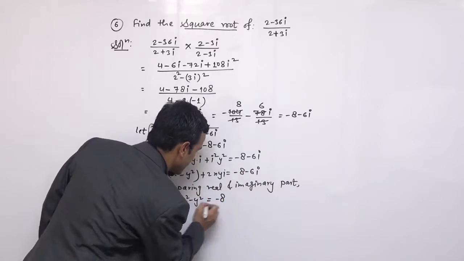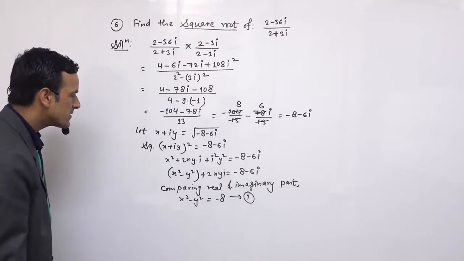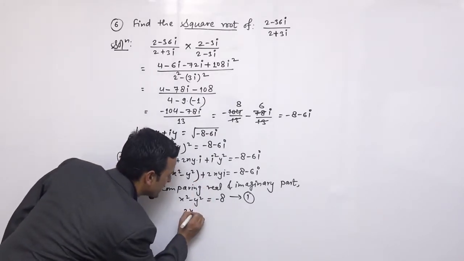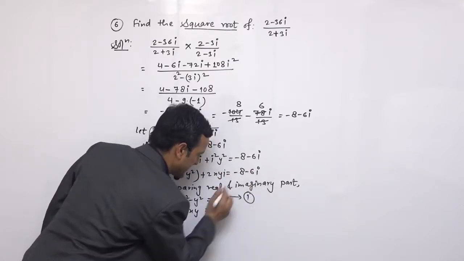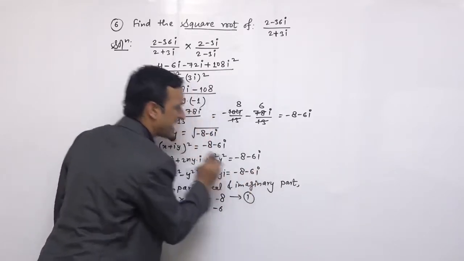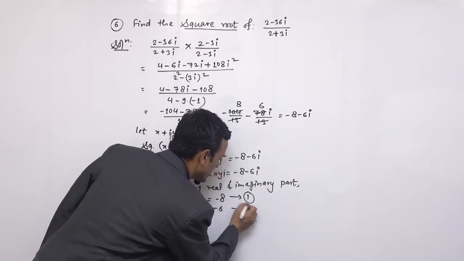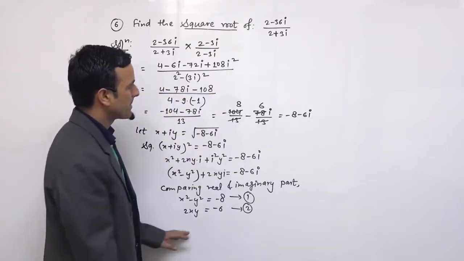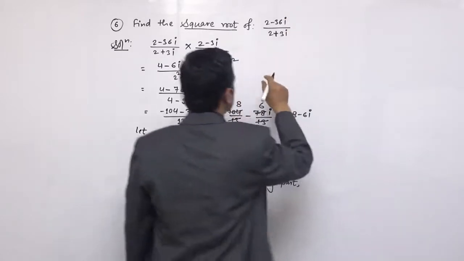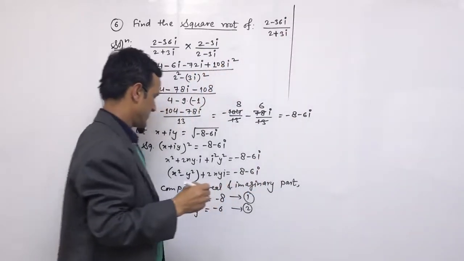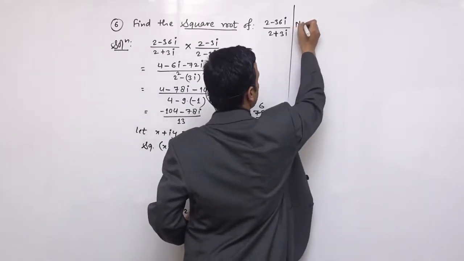The real part is minus 8. This is equation 1. And likewise, the imaginary part is 2xy and here it is minus 6. The coefficient of i means it is the imaginary part. So it is equation 2. So we can solve it by this one. Now we can find the value of x square plus y square.